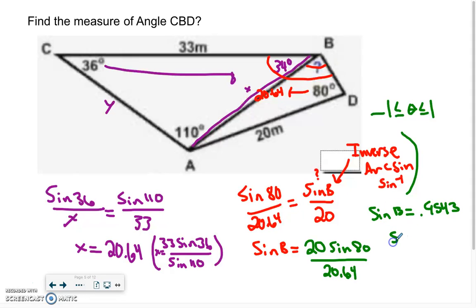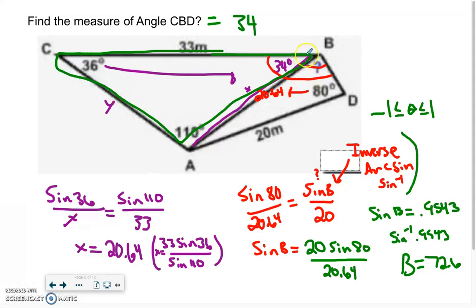So when we type the sine inverse of 0.9543, that's where you're going to get angle B is equal to 72.6 degrees. So to answer our question, what is the angle measure for CBD? We take 34 that we found in this triangle here, and we add it to the angle that we just found in the second triangle.